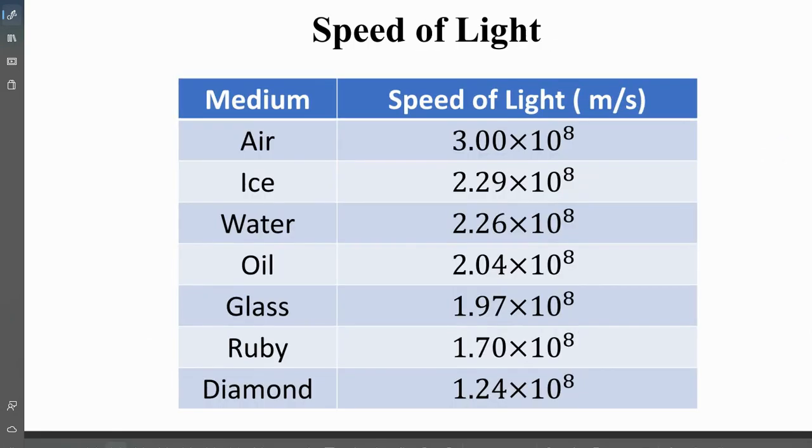Okay, so speed of light through a couple of different mediums. Air is 3 × 10⁸, which is basically the same as a vacuum. Truly, air has a speed of like 2.998 or something like that, but it's close enough that we basically just say air is like a vacuum. Then ice, water, oil, glass, ruby, diamond. Essentially, the more compact the molecules are of a substance, the slower light will travel.